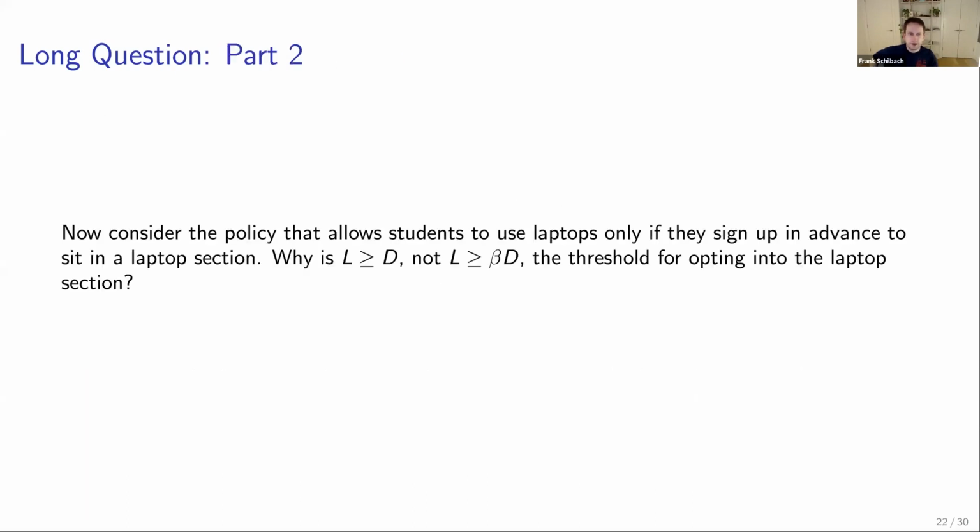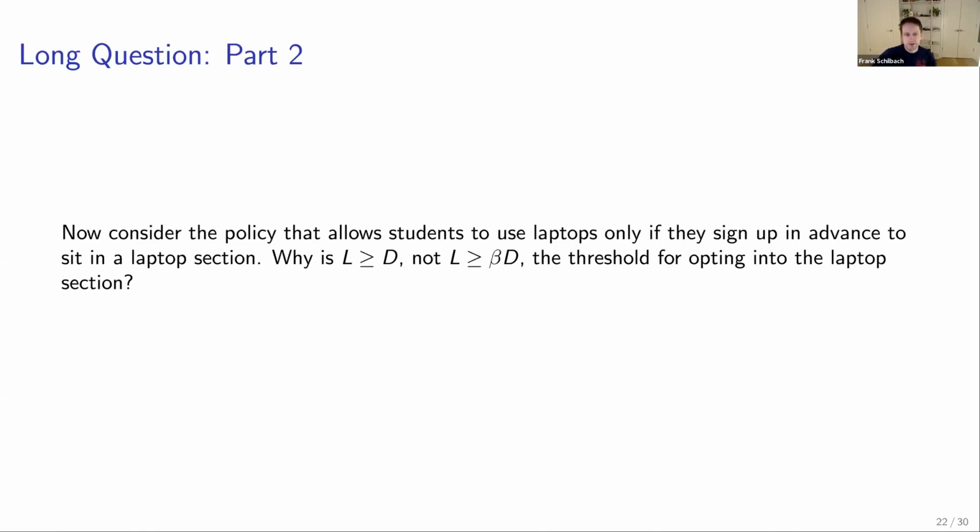Okay, now question number 2. Now consider the policy that allows students to use laptops only if they sign up in advance to sit in a laptop section. It's a little bit different than what we had in class, but it's a version that I also considered. In fact, in previous years, that was what was used. Now, the question here is, why is L larger or equal than D, not L larger or equal than beta D, the threshold for opting into the laptop section?